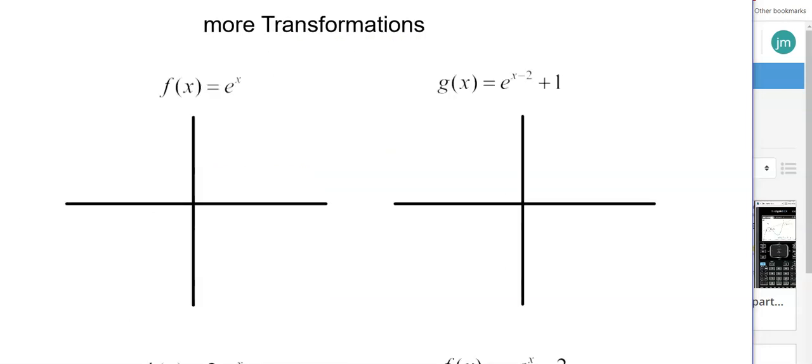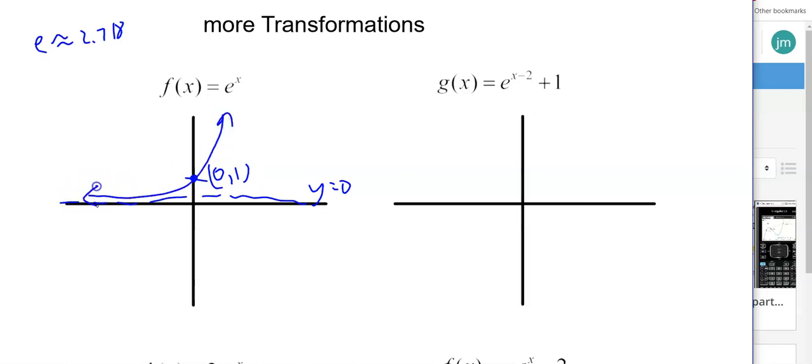Okay, so for the parent graph for this, it's going to be a very similar graph to 2 to the x, because think about what e is. e is approximately equal to 2.718. So the parent graph is y equals e to the x, has a point at 0, 1, and the graph looks like this.